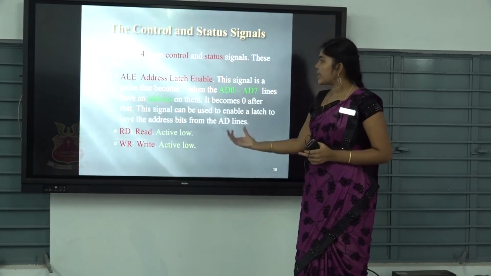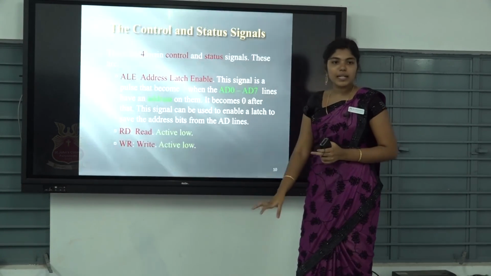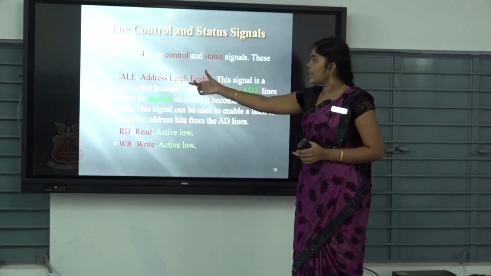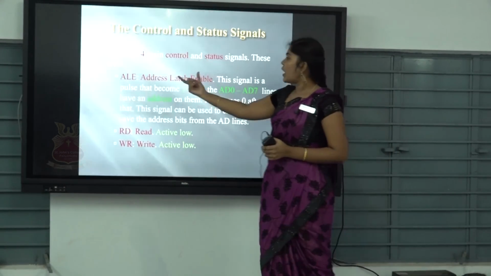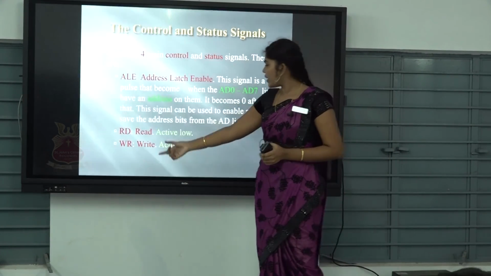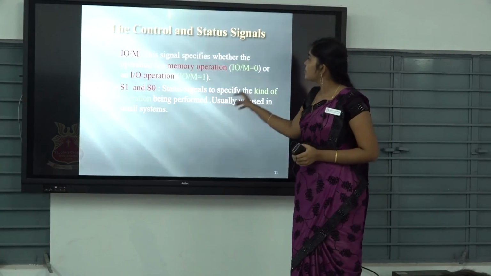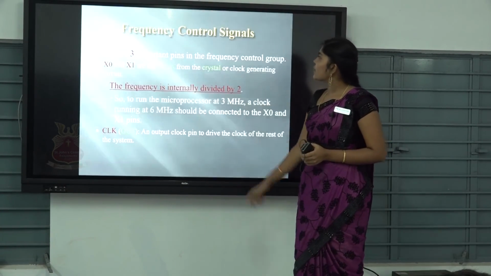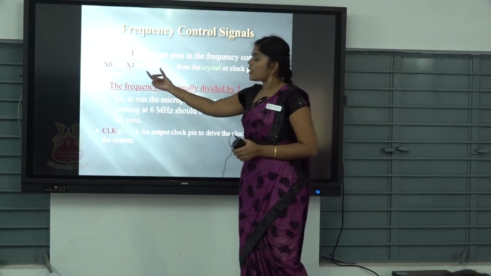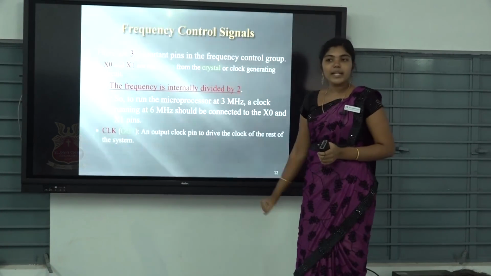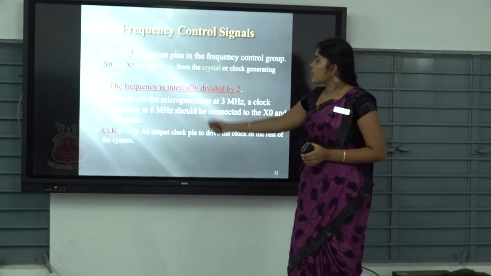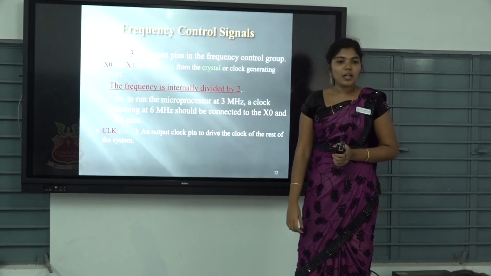Next one is the control and status signals. These are the control and status signals: ALE, read, write. ALE is the address latch enable, as I told you already, and read and write are active low control signals. Next one is the frequency control signals. X0 and X1 are the two pins of the 8085 architecture. These pins are used to generate the clock input signal.